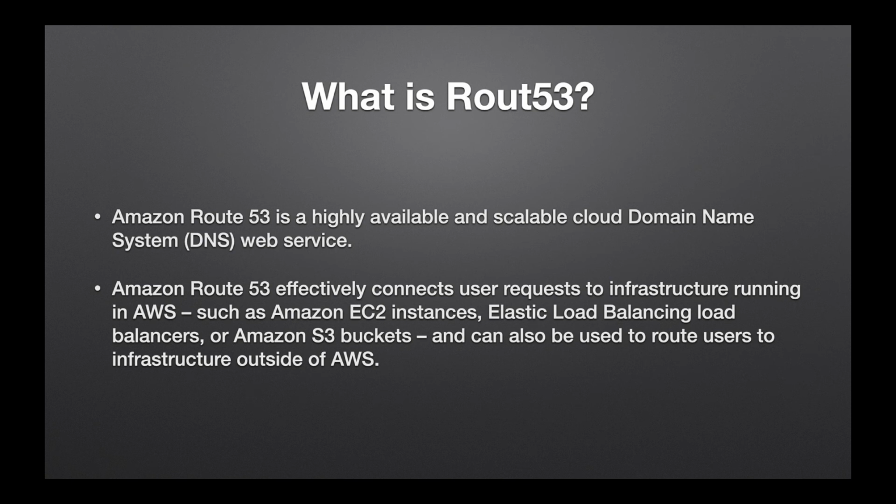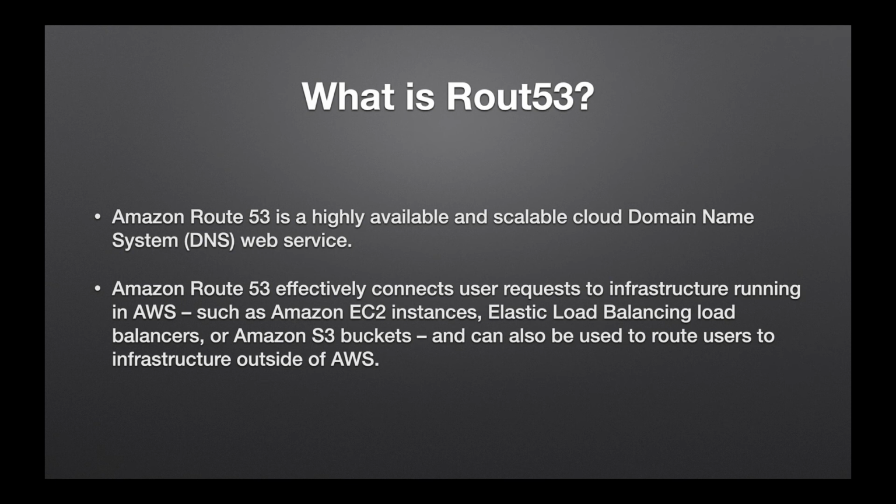Amazon Route 53 effectively connects user requests to infrastructure running in AWS, such as Amazon EC2 instances, Elastic Load Balancing load balancers, or Amazon S3 buckets, and can also be used to route users to infrastructure outside of AWS.